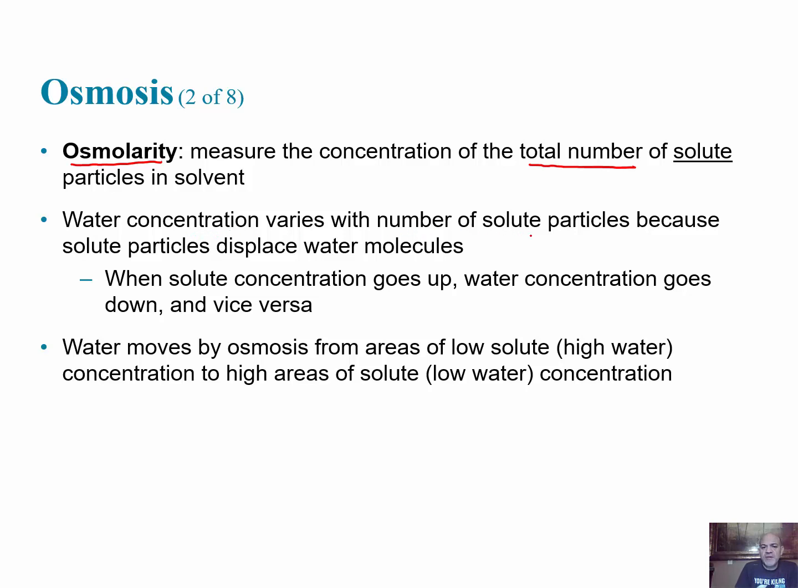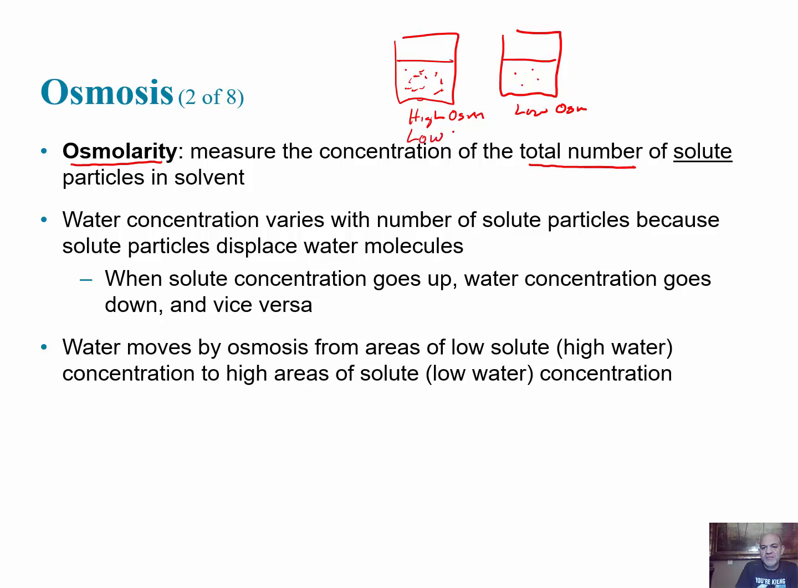So water concentration will vary with the number of solute particles because those particles are going to displace water. So if you have more solute particles, I'm going to draw 2 beakers here, one with a lot of dots to represent solutes and one with few dots here. So in this case here we have a higher osmolarity, I'm going to put OSM for osmolarity, and here low osmolarity. Then this means those particles are going to actually take the place of some of the water there.